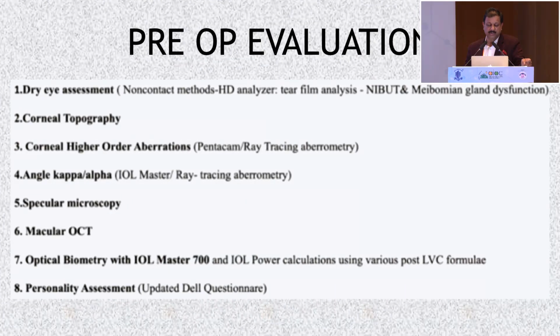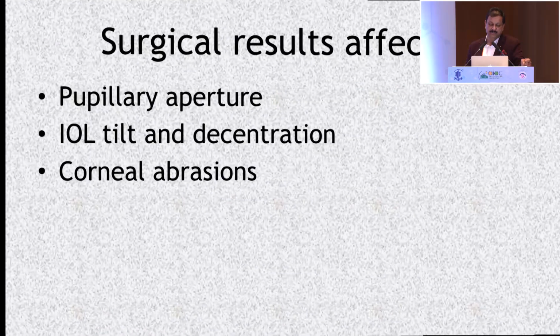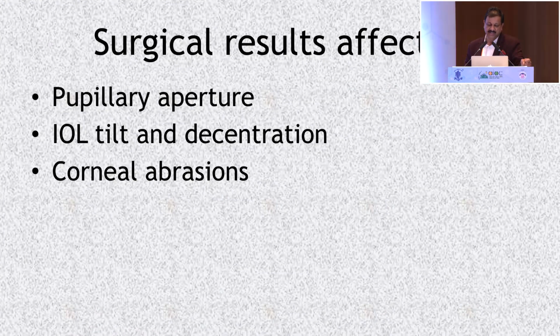So, preoperative evaluation for all the lenses. I think in modern day cataract surgery, no lens is premium, but the patient is premium. So good dry eye assessment, topography, higher order aberrations using ray tracing, angle alpha, kappa, specular microscopy, macular OCT, and a good optical biometry are very, very important, and a personal touch to the patient for a few minutes, chair time, is very important. Now, surgically, what is important is looking at the pupillary aperture.